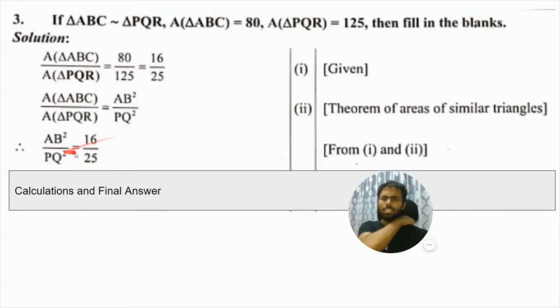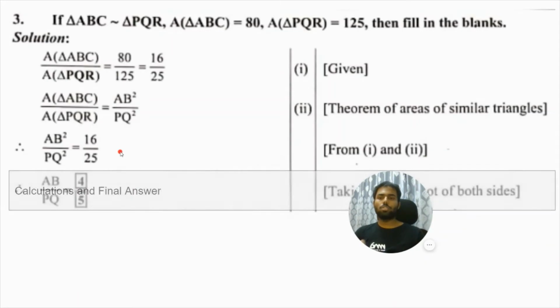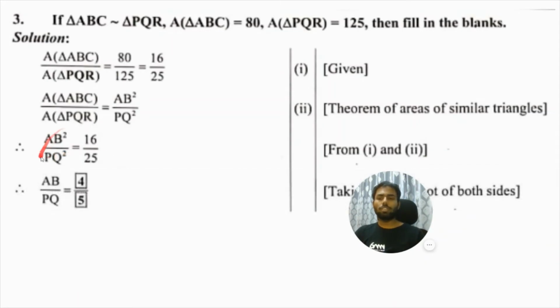Next, just take a square root, right? You want AB upon PQ, but here you have AB square upon PQ square, so just take the square root on both sides. So once you take the square root on both sides, on LHS you will get AB upon PQ. On RHS, what is the square root of 16? 4, and the square root of 25 is 5. So that's how you get your final answer.